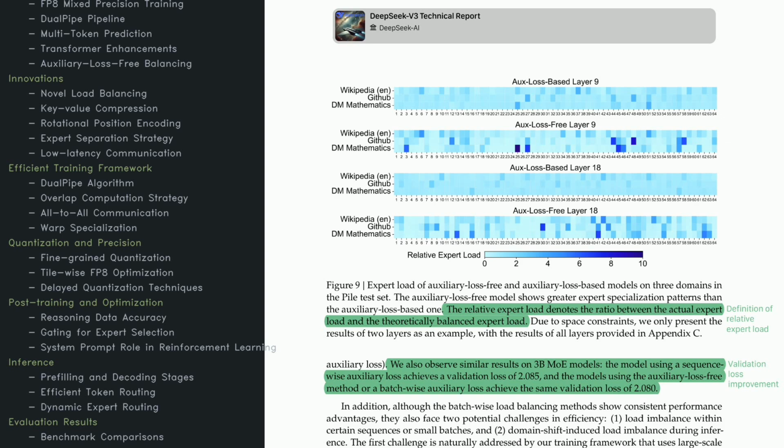Moving on, we see a domain-based load analysis on the Pile test set. Turns out, auxiliary loss-free models let experts specialize more effectively in domains like Wikipedia, GitHub, and math. The paper shows heat maps of how tokens are distributed across experts, revealing that the no-aux loss approach naturally leads to better domain specialization. This helps improve performance without forcing a strict balancing act, making the training more adaptive to real data.